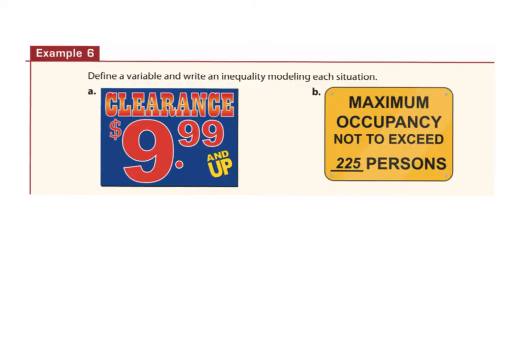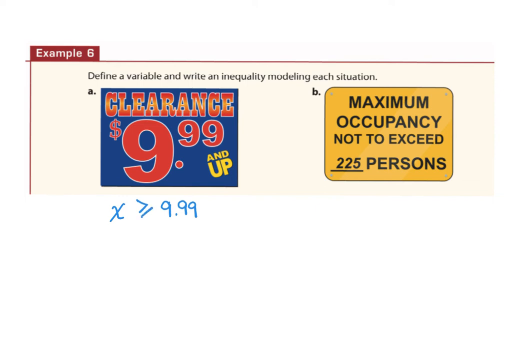So we're writing an inequality that models these situations. Clearance, $9.99 and up. So I'm talking about all the prices that are $9.99 and up. So I have a variable. This is the variable that includes all the prices. I am comparing it to $9.99. Is it bigger than or less than $9.99 for this clearance price? It's larger. Does it include $9.99? Well, they use the word and, right? So it is $9.99 and up.